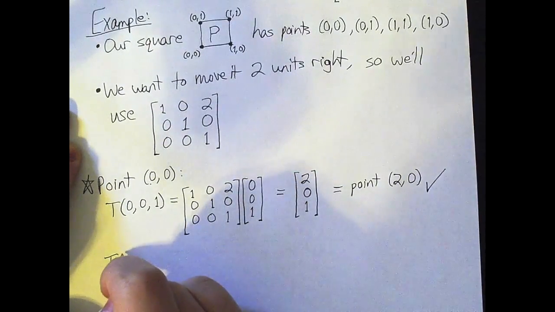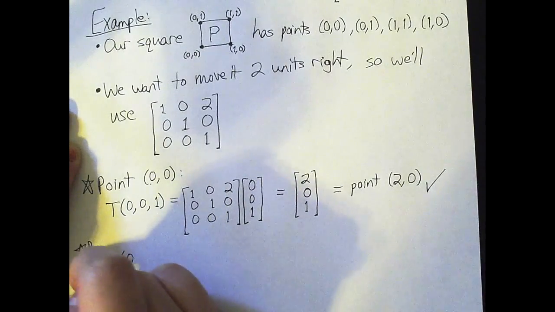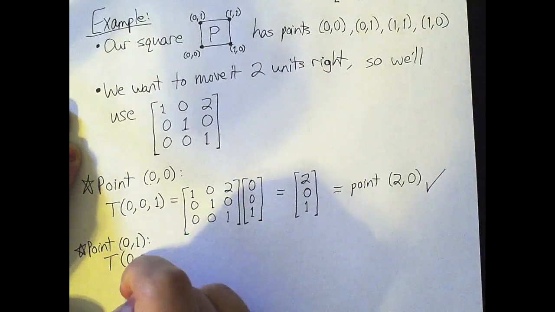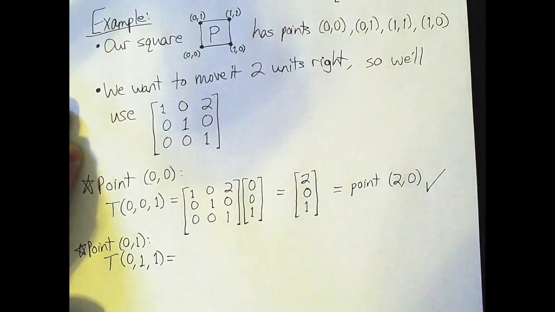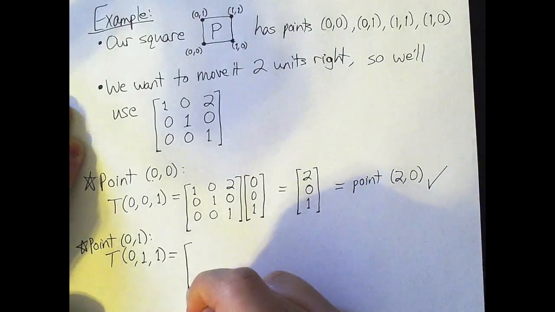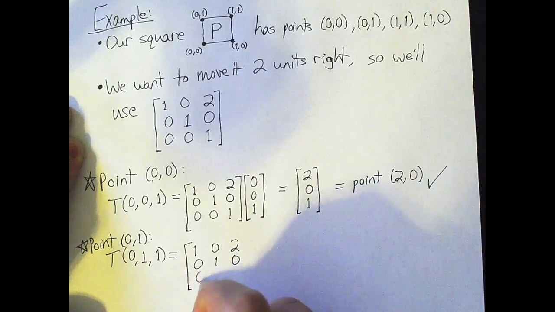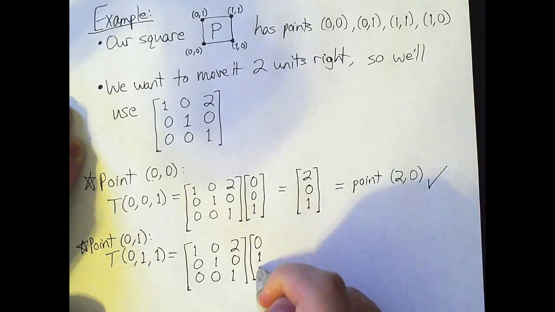If you try this on a different point, here, what point am I doing here? The point 0 comma 1. Let's do this one. 0 comma 1 comma 1, right? You put an extra 1 there. You take this 3 by 3 matrix and multiply it by 0, 1, 1.